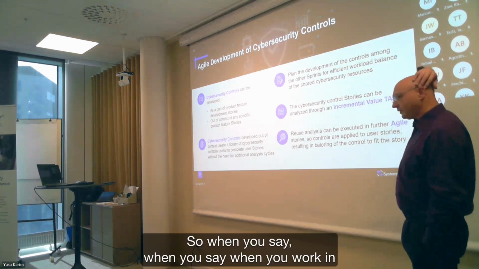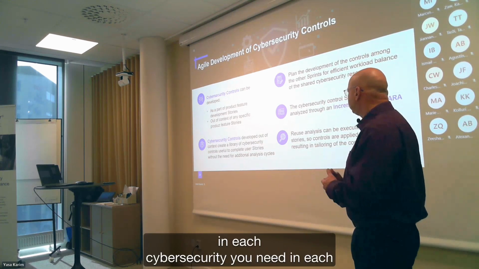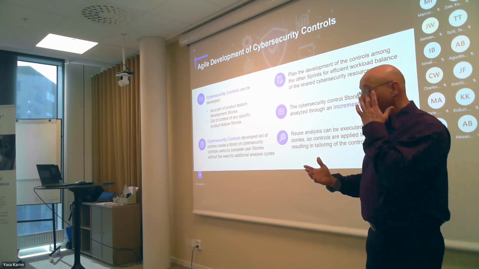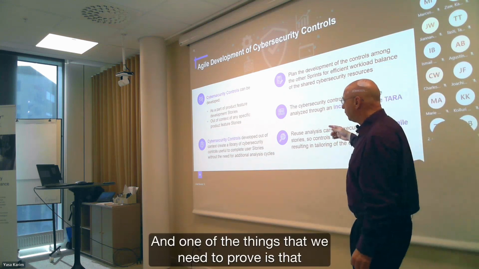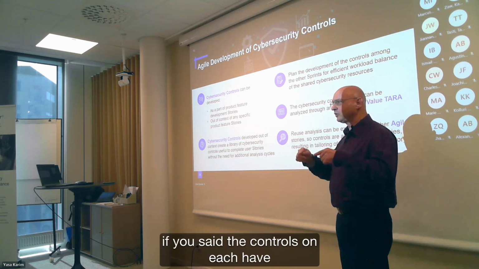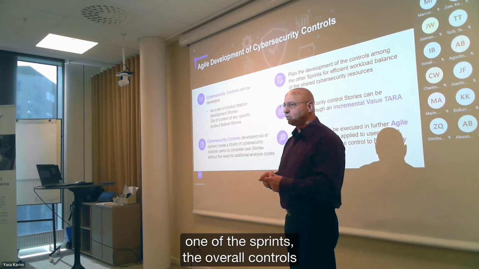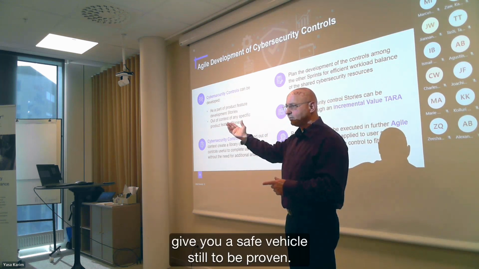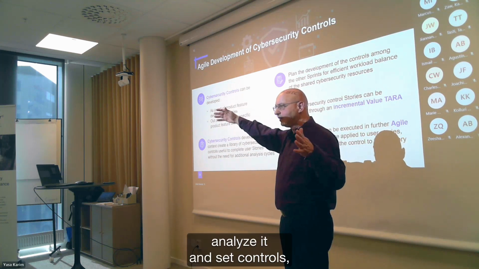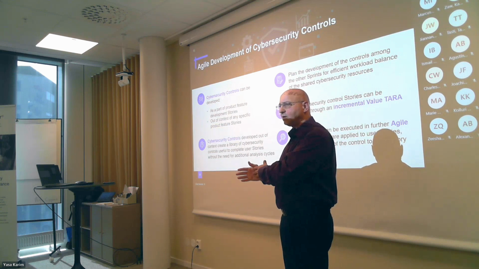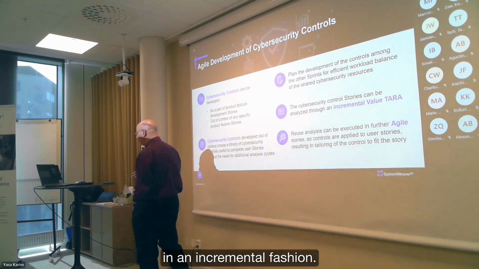So when you work in an agile development and you do the TARA, in each sprint, you need to set the new controls. And one of the things that we need to prove is that if you set the controls on each one of the sprints, the overall controls give you a safe vehicle. Still to be proven. We know that if we develop a project end-to-end and analyze it and set controls, it works. We need to prove that it also works if you do it in an incremental fashion.